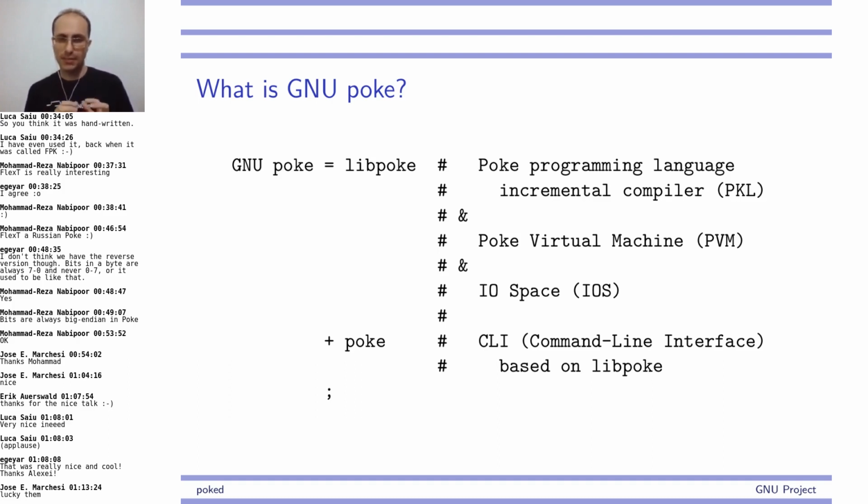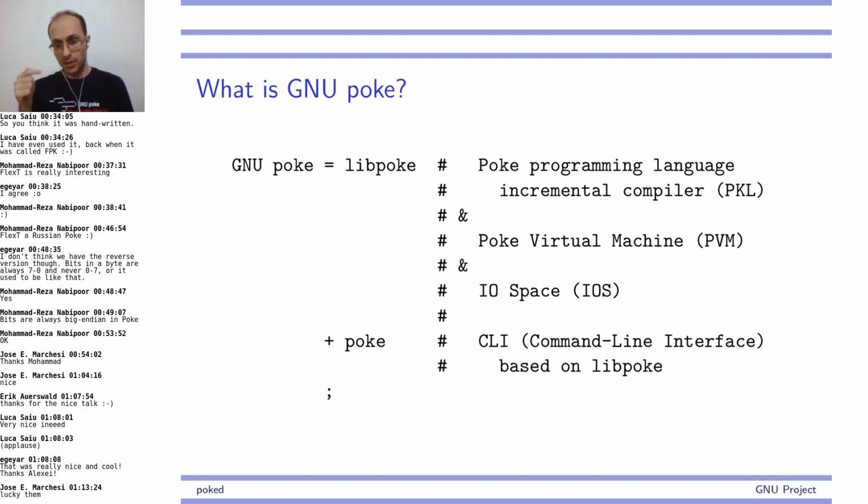So poke is composed of two components, libpoke, the library, and poke, the CLI application, which is based on libpoke. And libpoke has three main components. It has an incremental compiler for the poke programming language. It has a poke virtual machine, which is a Jitter-generated virtual machine.